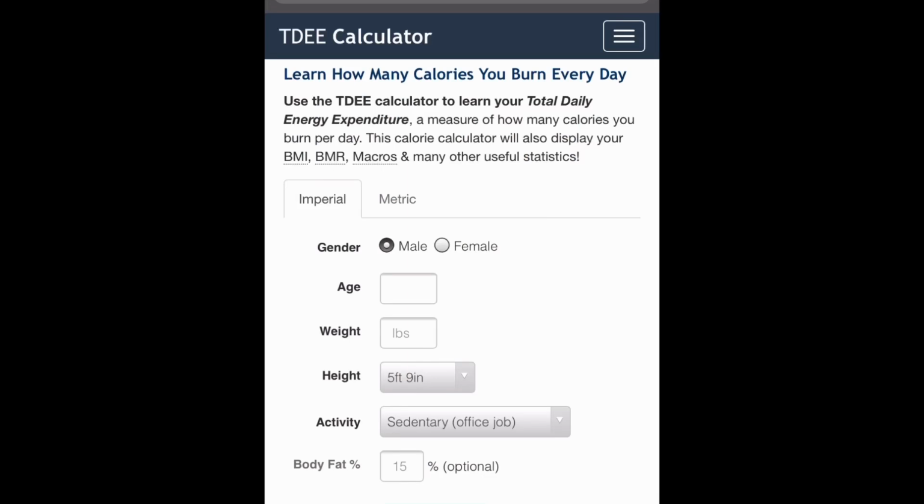So Rachel, how do you find out what your BMR calories and your TDEE calories are? I go to tdeecalculator.net. As you can see, it's a pretty basic layout. You click if you are a female or male, type in your age.